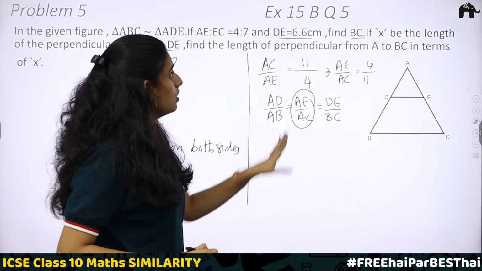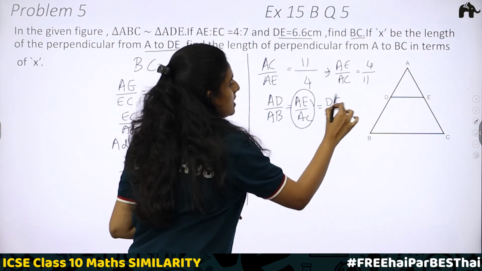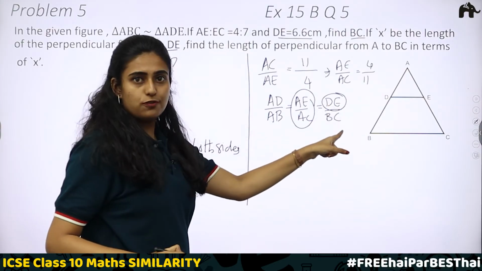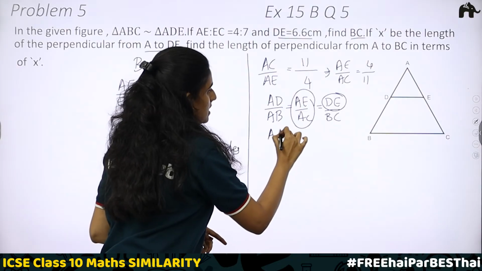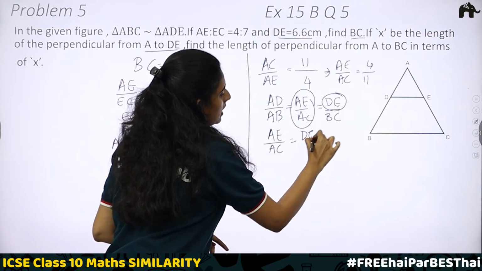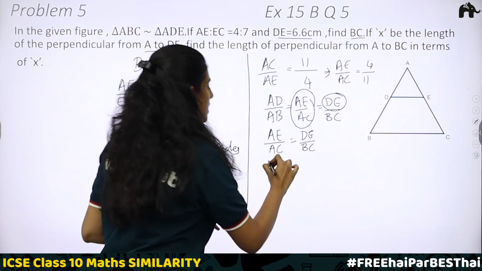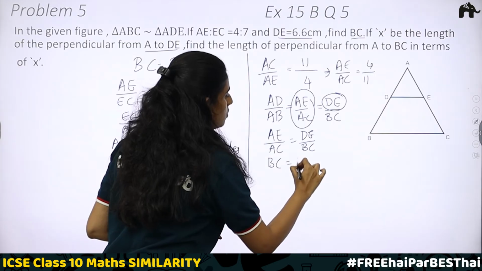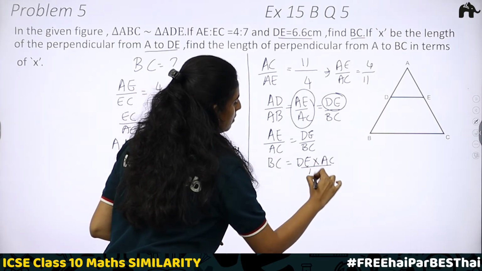What else do we know? We know the value of DE. DE is equal to 6.6 centimeter. We need to find BC, which means this part can be neglected. Take this part, that is AE by AC is equal to DE by BC. We need to find BC.